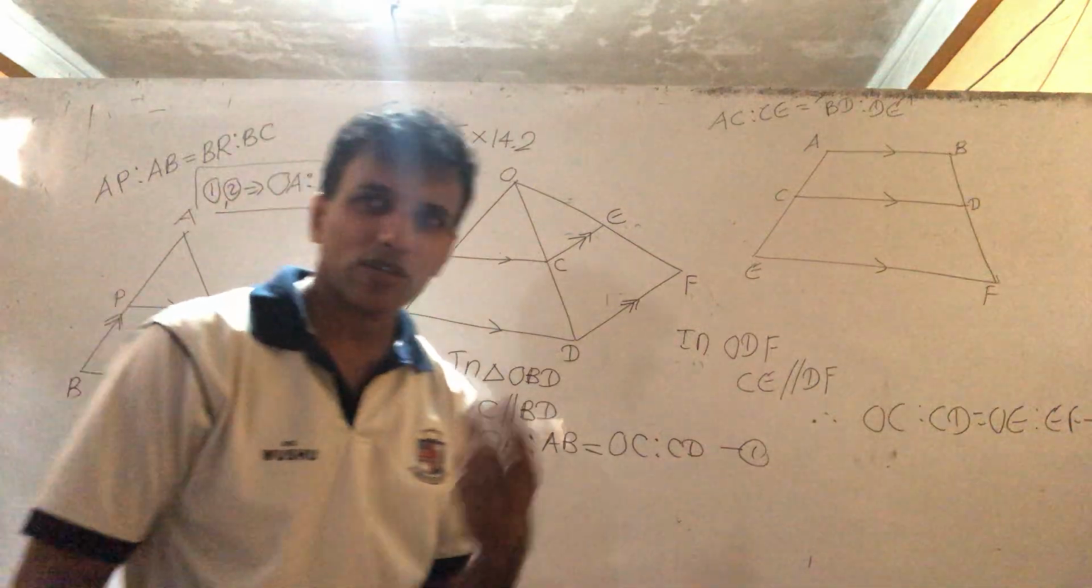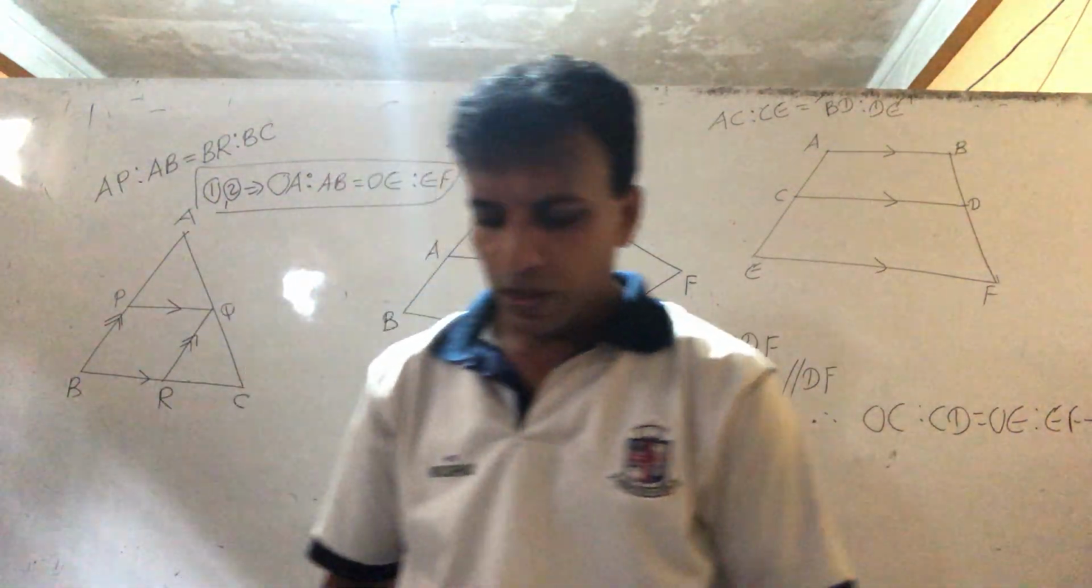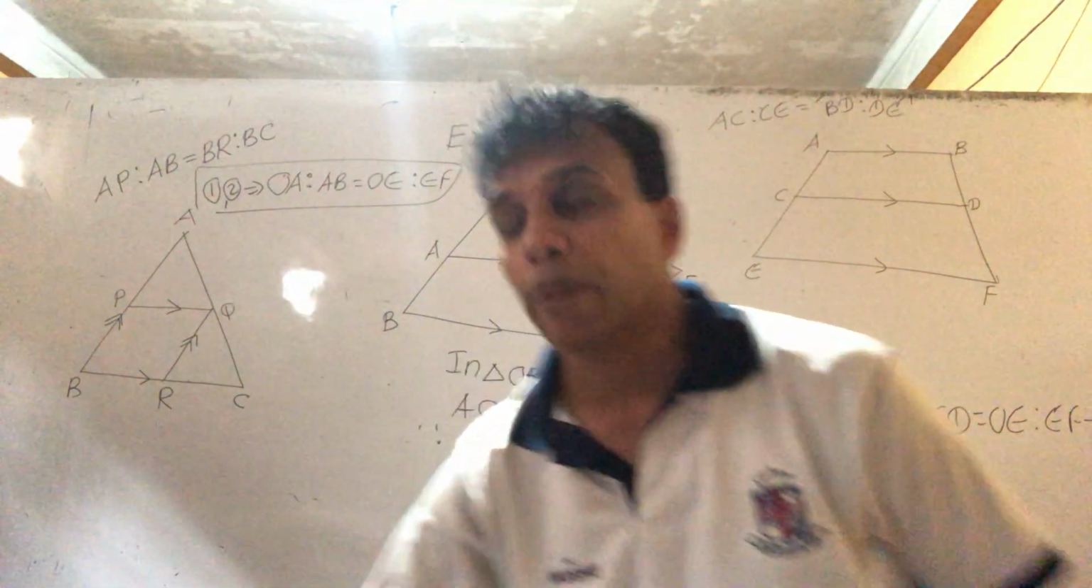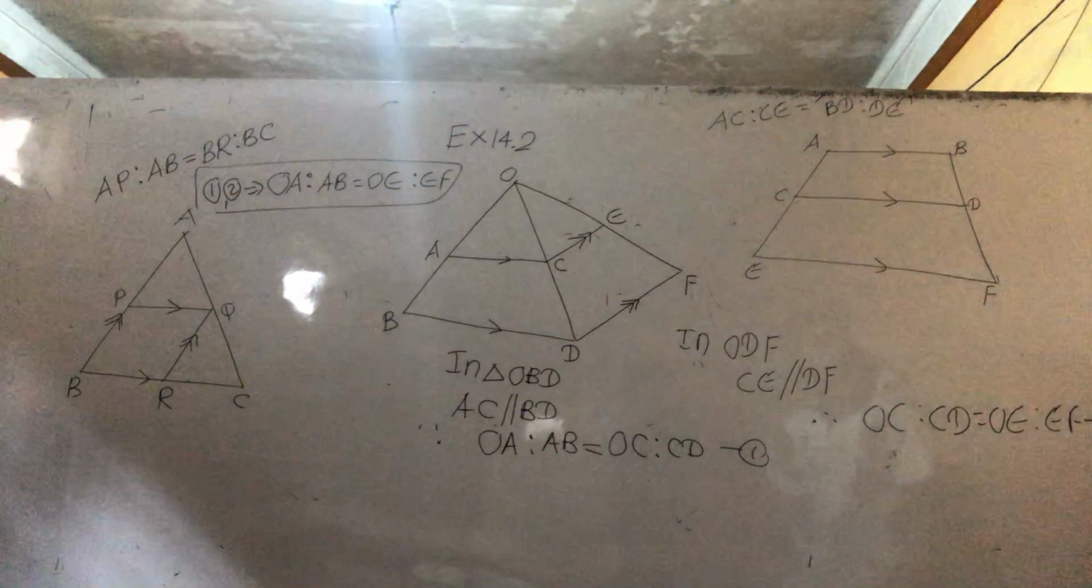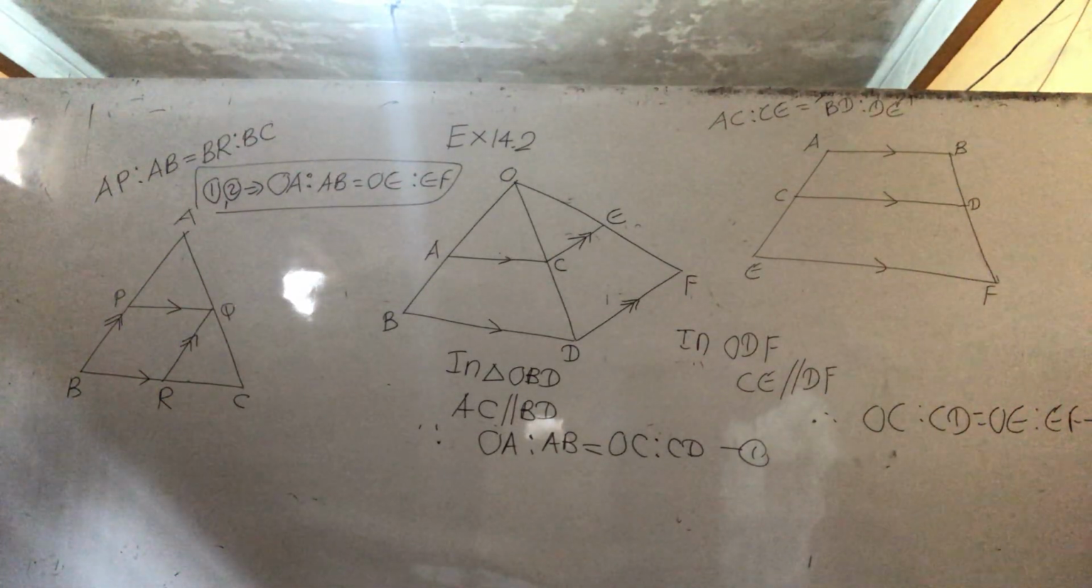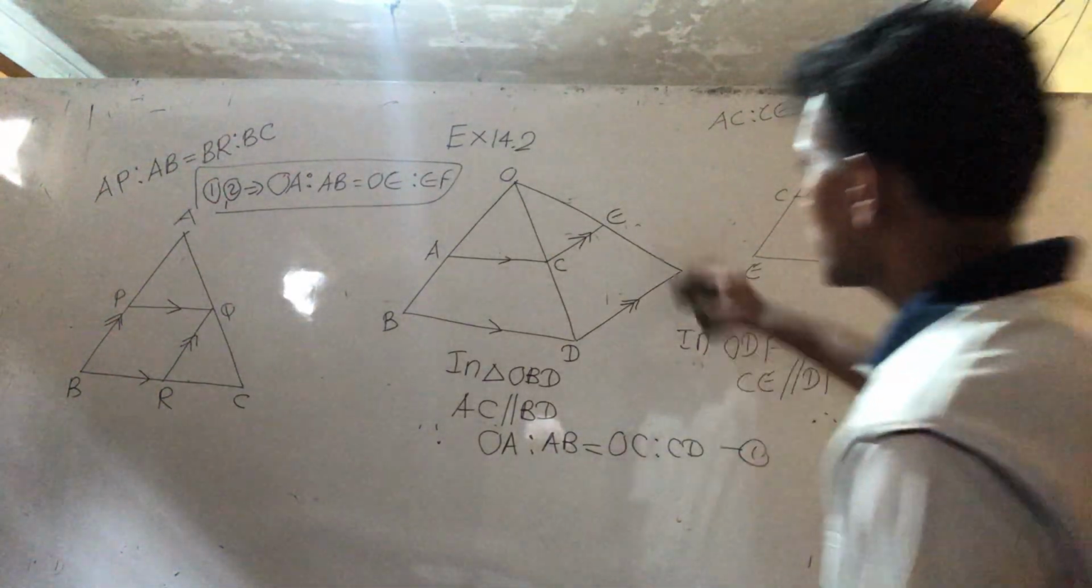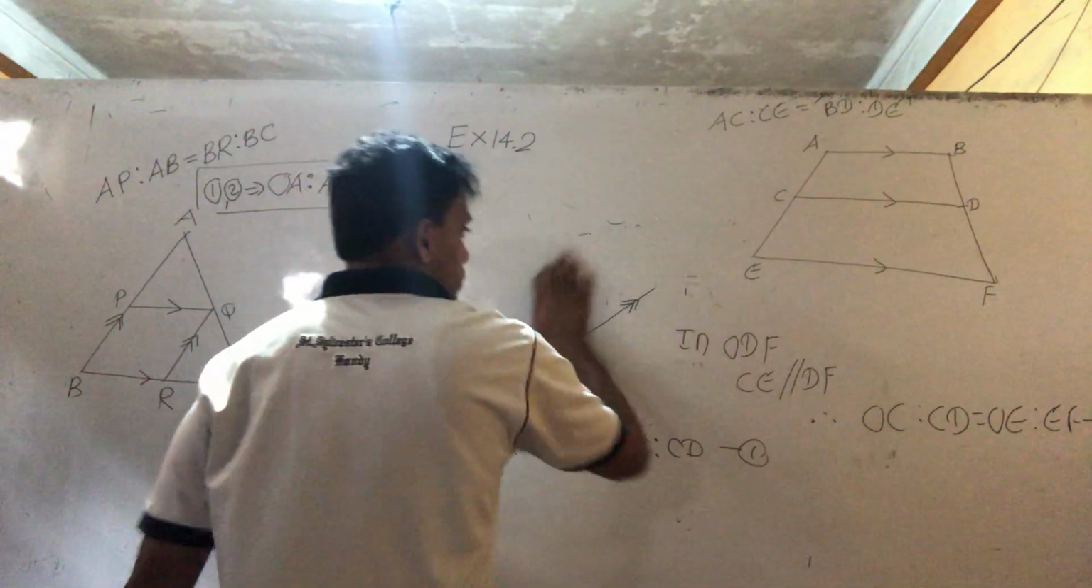Straight, it is actually a 1 or 2 marks question, right? In a triangle, a line drawn parallel to a side divides the other two proportionally. Okay. Right. See the next question.